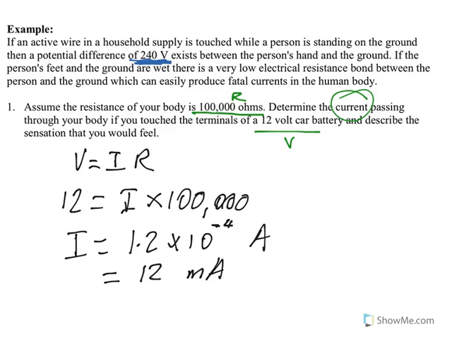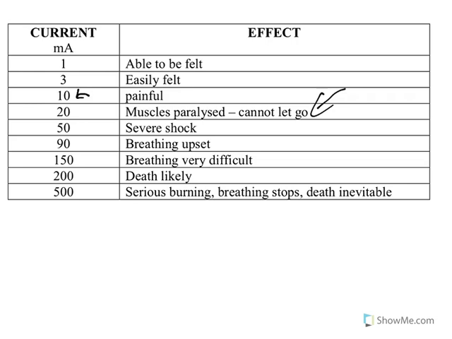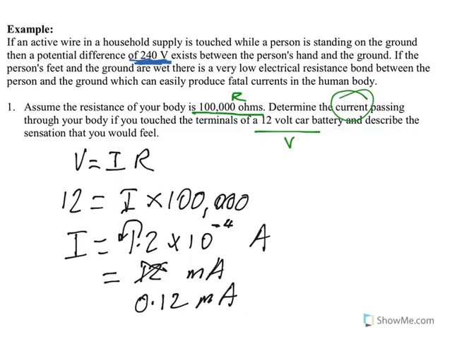Now, as I said, I made a mistake here. On this one, it's not right, I moved my decimal point the wrong way, I should have moved it this way. So it's 0.12 milliamps. All right, so that one's 0.12, but this one's 12. When we go back to our table, for the 0.12, maybe you'll feel something, maybe you won't, but certainly the 12 milliamps is painful. So if you're wet, you would feel that.